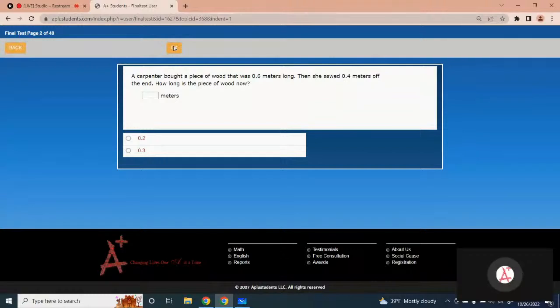Okay, a carpenter bought a piece of wood that was 0.6 meters long. Then she sawed 0.4 meters off the end. How long is the piece of wood now? So what do you have to do? 0.6 subtract 0.4 is 0.2. Got it?